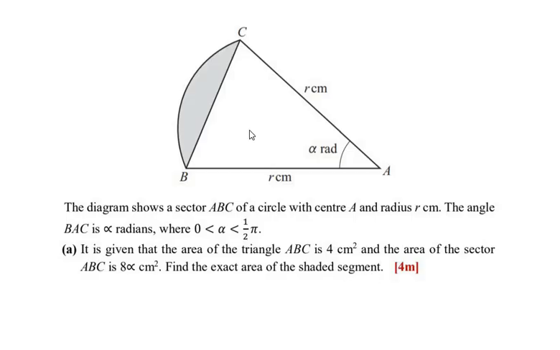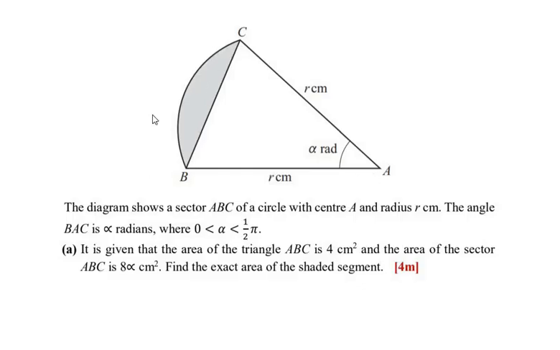So let us try to understand the question first. We have been given a sector of a circle, that is sector ABC, with radius r centimeter, and the central angle of the sector is given as alpha radians, where the range of this angle is anywhere between 0 and pi over 2. That is 0 to 90 degrees. Now it is given that the area of the triangle ABC is 4 square centimeters and the area of the sector ABC is given as 8 alpha square centimeters. We need to find out the exact area of the shaded segment, that is this small segment BC.